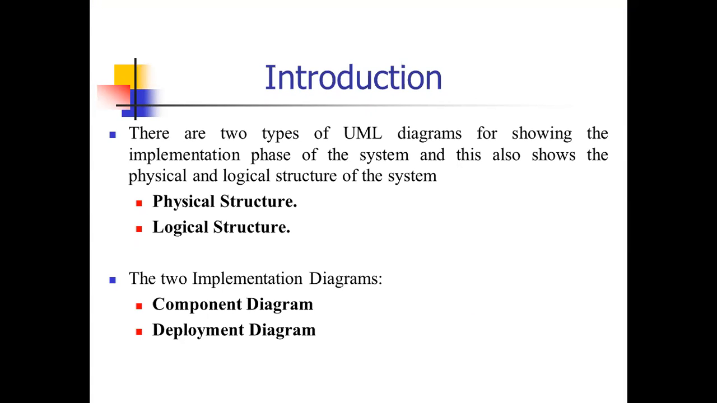So here, basically there are two types of UML diagrams for showing the implementation phase of the system, and this also shows the physical and logical structure of the system. Physical structure and logical structure. And there are two implementation diagrams here, that is the deployment diagram and the component diagram.